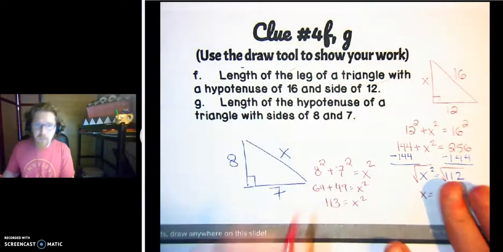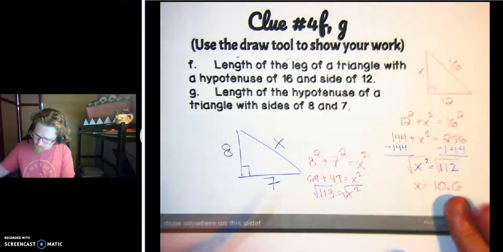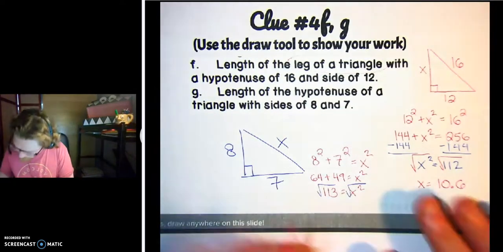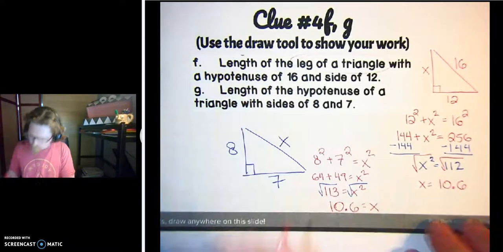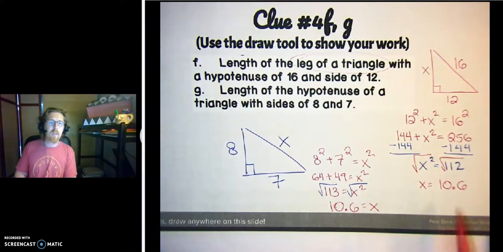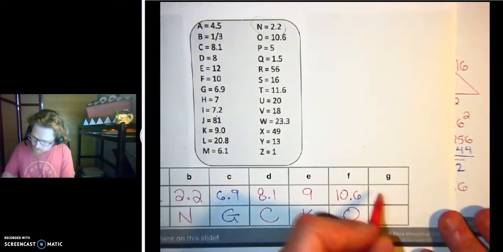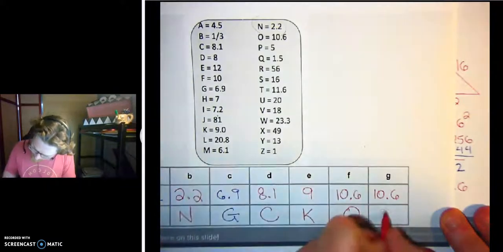And finally, to get x by itself, I'm going to take the square root of both sides. The square root of 113 is 10.6. Well, it's interesting. That's the same answer that we got before. So that means on my code cracker, G is also a 10.6. That's going to be associated with the letter O.